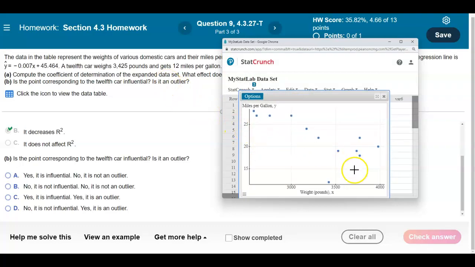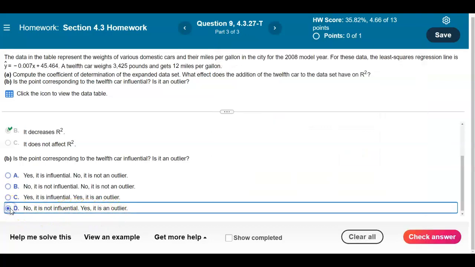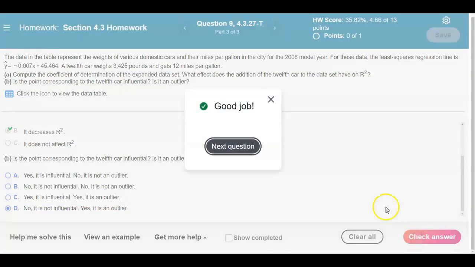We're looking for the point where it says 3,425 and it gets 12 miles per gallon. So there is that point, with x of 3,425 and y value of 12. Now, is that an outlier compared to the other points? You can see this point is farther away than all the other points, so we're going to say that it is an outlier. Then we select B, where it says no, it is not influential, but yes, it is an outlier. And there is our result.